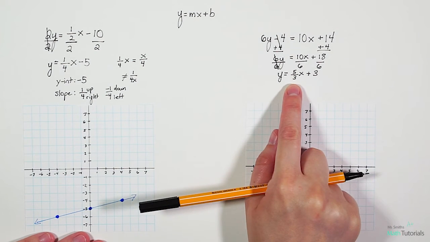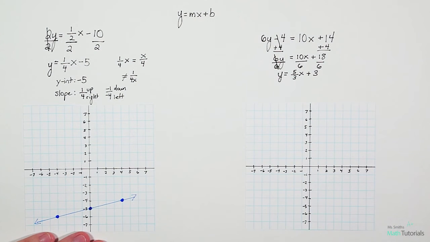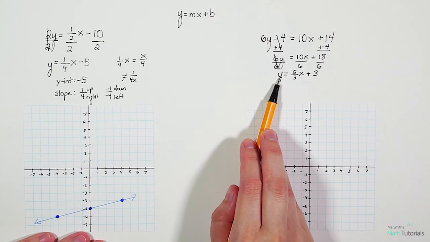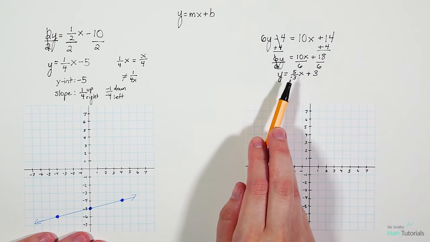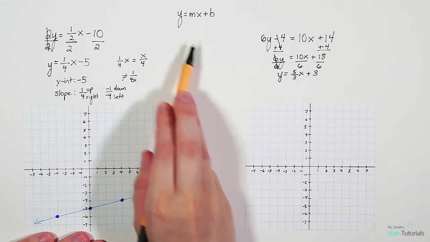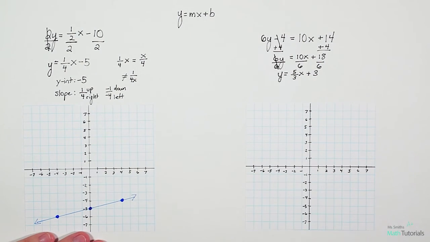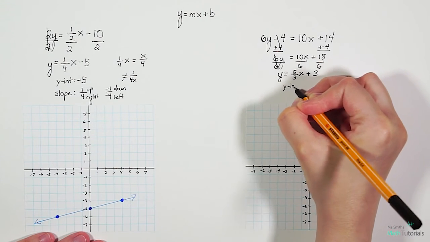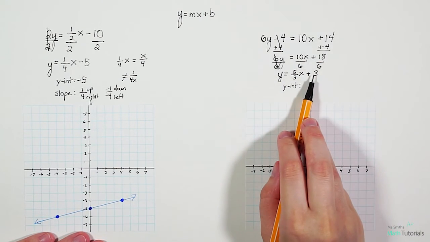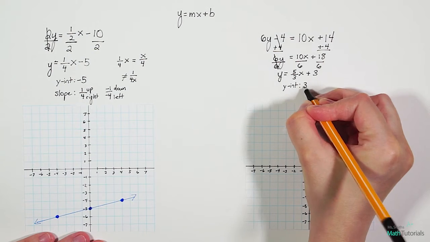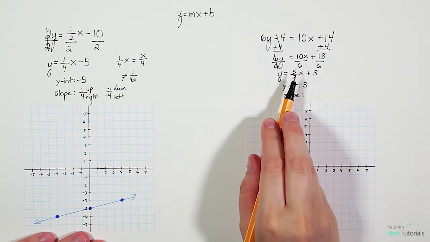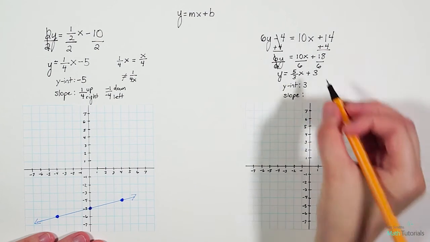So now we're ready to state our y-intercept and our slope and go ahead and graph this. It's in the right form now. Notice my y is alone, and I've got y equals mx plus b, just like our standard form. So my y-intercept is a positive 3, and our slope would be a 5/3.